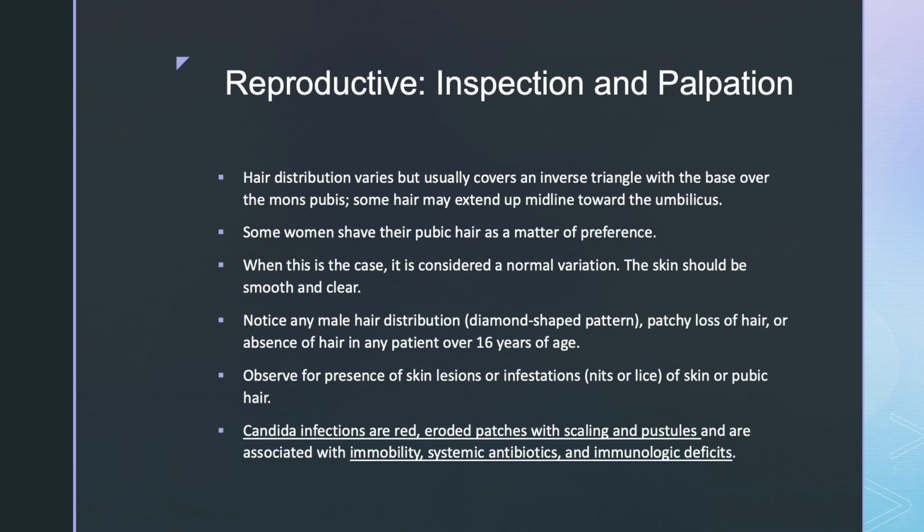First off, in the reproductive sense, hair distribution varies, usually covers an inverse triangle with the base over the mons pubis. Some hair makes it into the midline towards the umbilicus. This is a normal finding. Some women shave their pubic hair as a matter of preference. Well, no duh, Sherlock. Why did you bother to put that in? Well, I'll tell you why. Because I have to read reports all the time where someone puts in there that lady parts have been shaved. Why do I need that in an H&P?